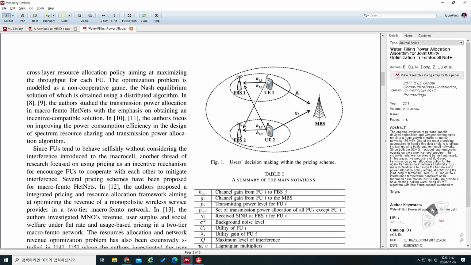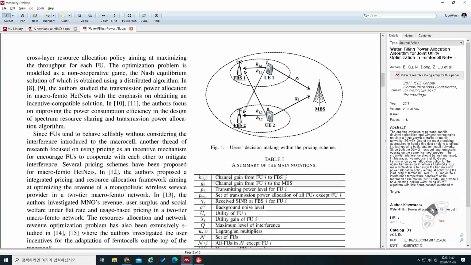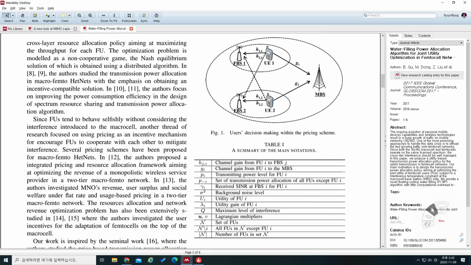The resource allocation and network revenue optimization problem has also been extensively studied in [14] and [15], where the authors investigate the user incentives for the adoption of femtocells on top of the macrocell.